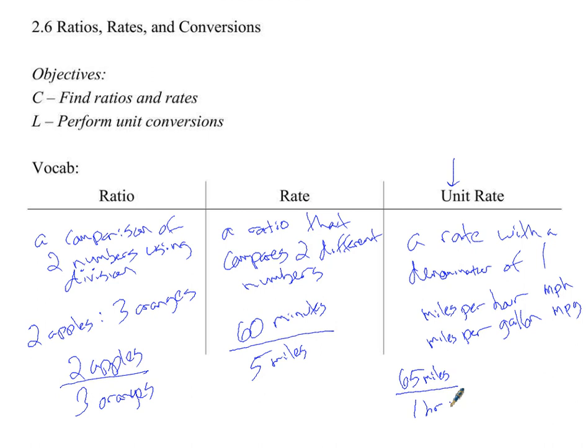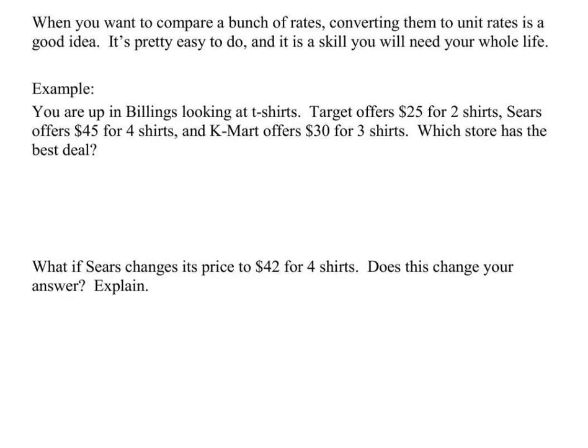Like if you buy the big container of orange juice compared to 2 little containers of orange juice, which one's the better deal? Maybe the bigger. Maybe not though. Sometimes the cheaper one to buy is the smaller container, and you buy like 3 of them. When you want to compare a bunch of rates, converting them to unit rates is a good idea. It's pretty easy to do actually, and it's a skill that you're going to use your whole life because your goal in life is to spend as much money as possible whenever you go shopping, right? Sometimes it seems like that, but no, you don't want to spend all your money on stuff if you can save money on it, right? Because then you can spend more money somewhere else.